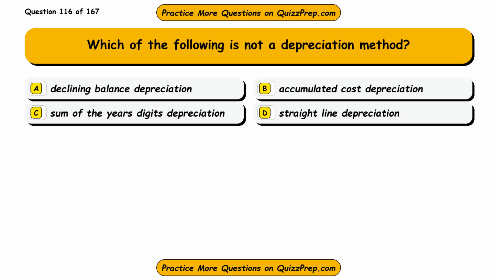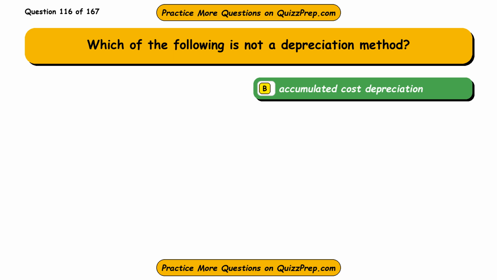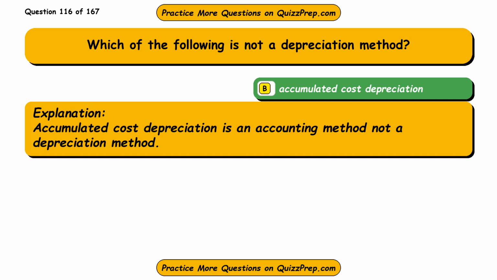Question 116. Which of the following is not a depreciation method? Option A, declining balance depreciation. Option B, accumulated cost depreciation. Option C, sum of the year's digits depreciation. Option D, straight line depreciation. The correct answer is option B, accumulated cost depreciation. Accumulated cost depreciation is an accounting method, not a depreciation method.